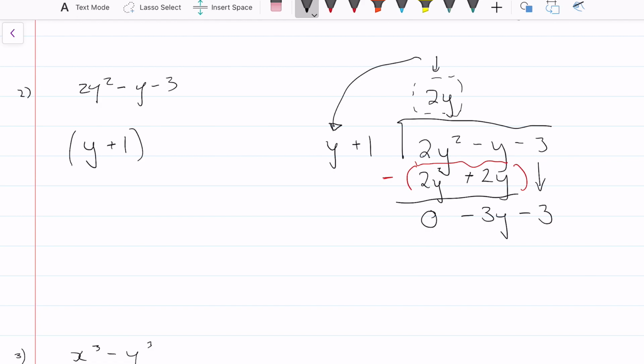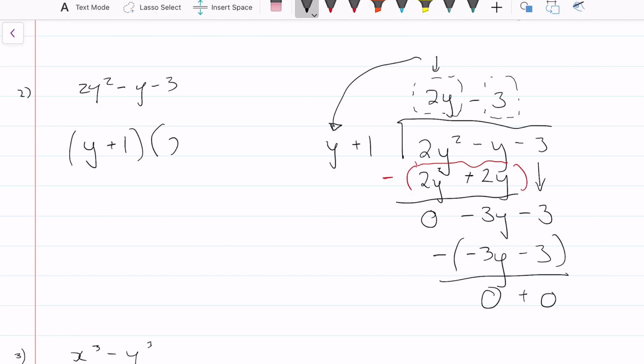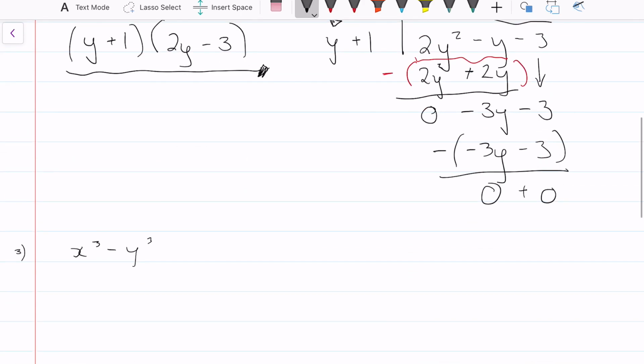Okay, again we now have a second imaginary box because we still have a y included, so now we need to get a minus 3. So obviously you multiply by a minus 3. So that gives us minus 3y minus 3. Subtract the top term from the bottom term and we get 0 plus 0. So again we know that 2y minus 3 is the other factor. So that is our answer.